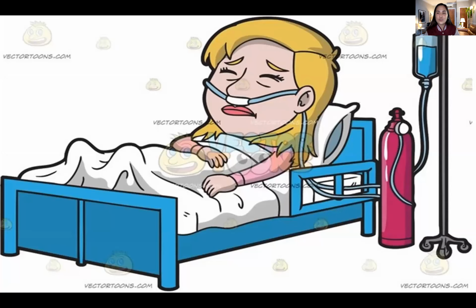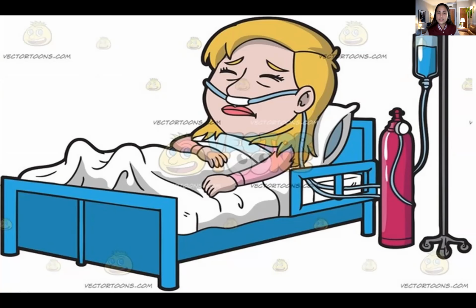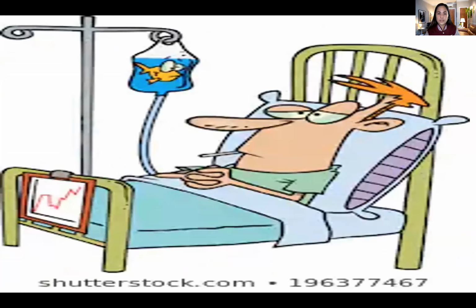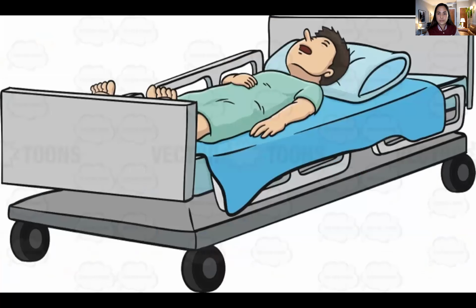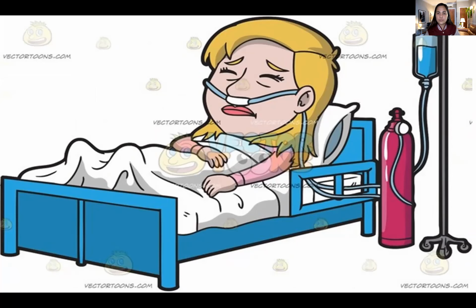Hello guys, so the next topic is all about the comfort of the patient. So what do you notice in this picture? So we have the first picture, and the second picture, third picture. What do you notice about all of these pictures?